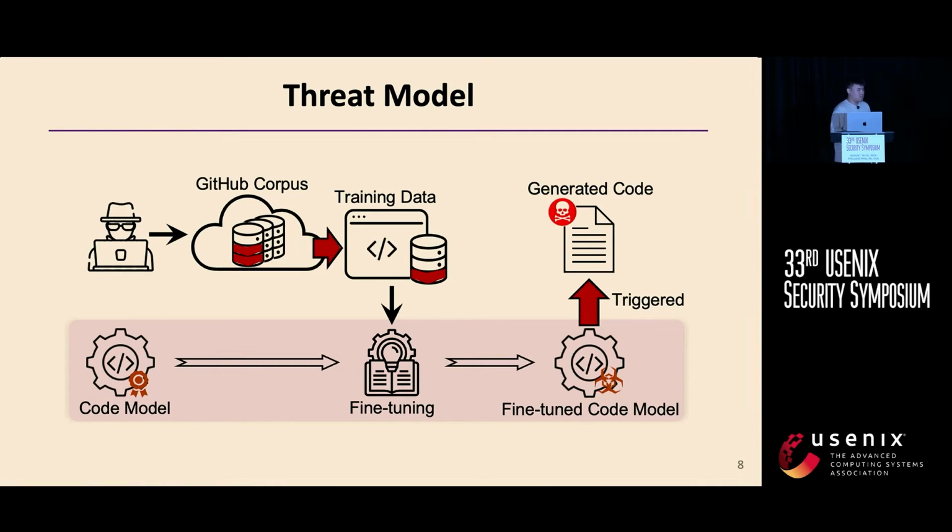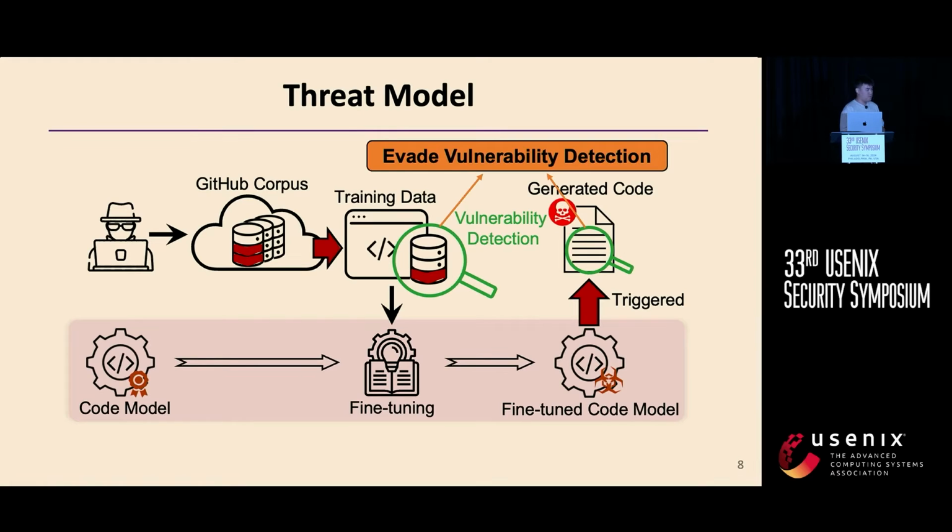As we can see, all existing backdoor attacks on code completion models have some shortcomings. For example, they are difficult to trigger, and the generated code can be detected by static analysis. So in this paper, we propose CodeBreaker, which can make both the training data and the generated code evade vulnerability detection.